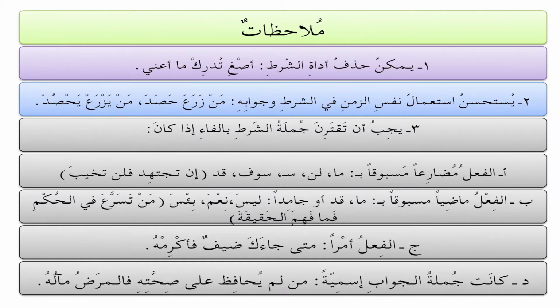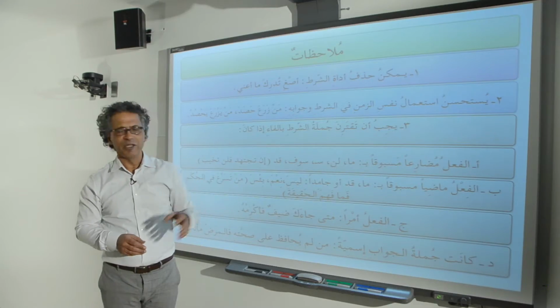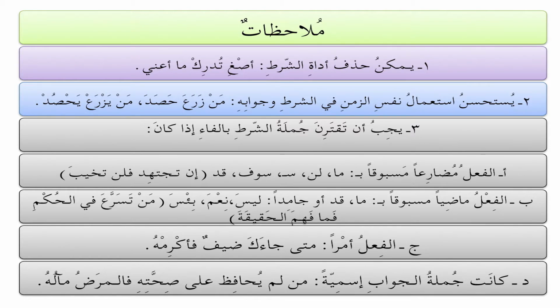First, ألف, الفعل إذا كان الفعل مضارعا مسبوقا ب. If the verb is in the present tense and it's preceded by, it's in المضارع actually, in general, and it's preceded by ما, لن, سا, سوف, and قد. إن تجتهد فلن تخيب. So now we have to use this fa. We have a لن that's preceding here, followed by المضارع المنصوب. So the fa is necessary.